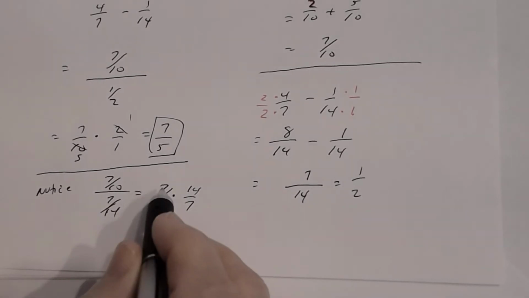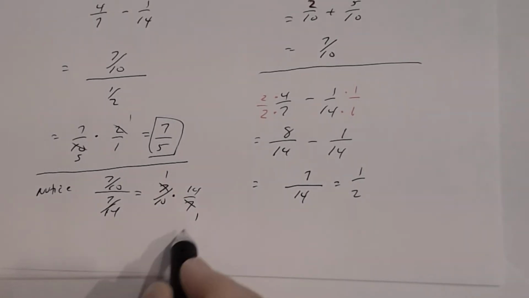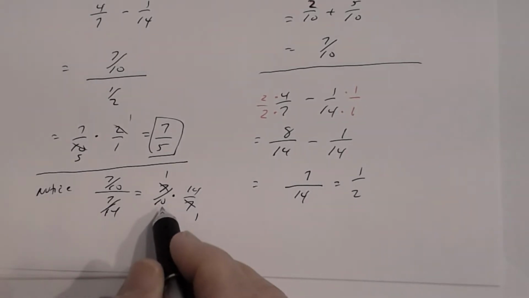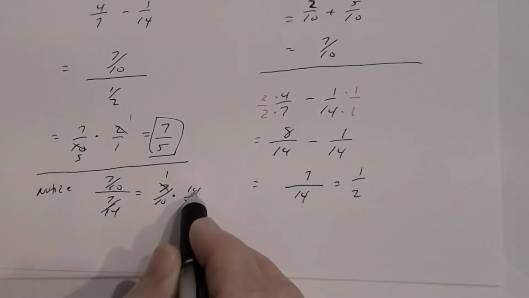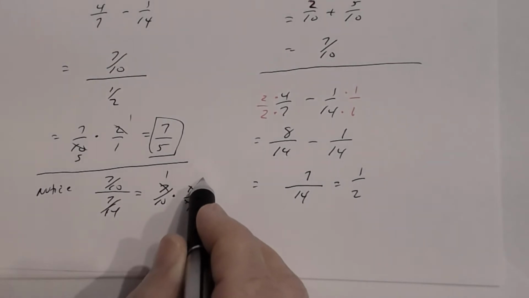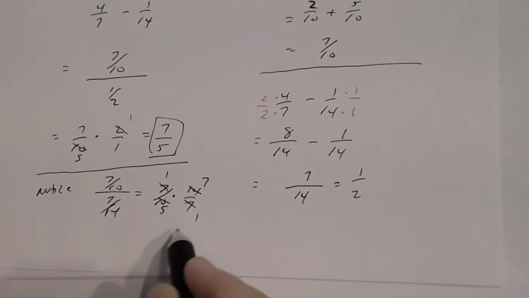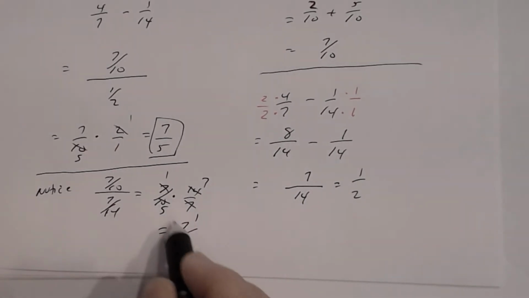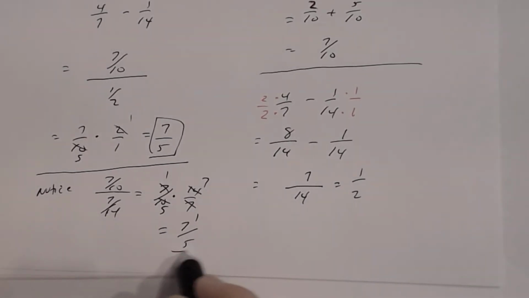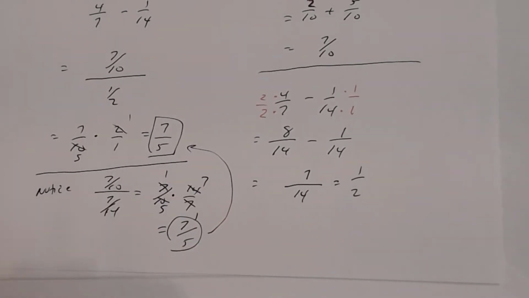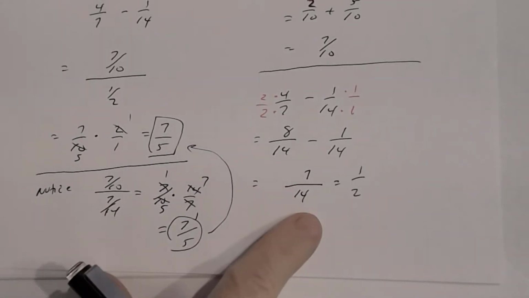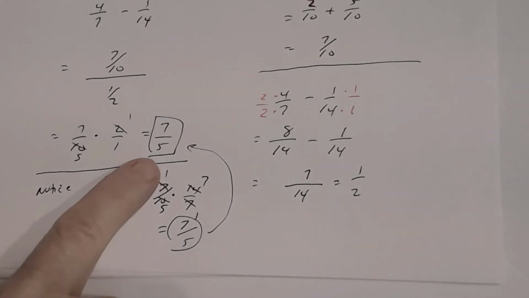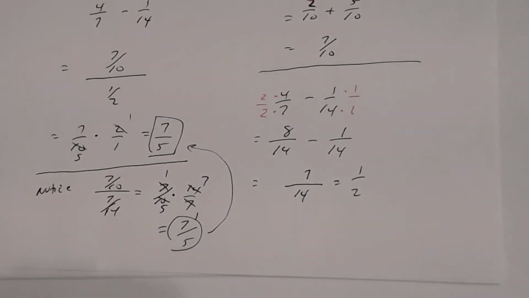And then let's reduce. 7 to 7 is 1. 7 to 7 is 1. 14 and 10 have a 2 as a common factor. So 14 divided by 2 is 7, and 10 divided by 2 is 5. And then notice what happens. 1 times 7 is 7, 5 times 1 is 5. And notice you get the same thing. So again, it doesn't matter if you reduce at this point or you reduce in the end, but the final answer must be in simplest form. So that's your answer, 7/5.